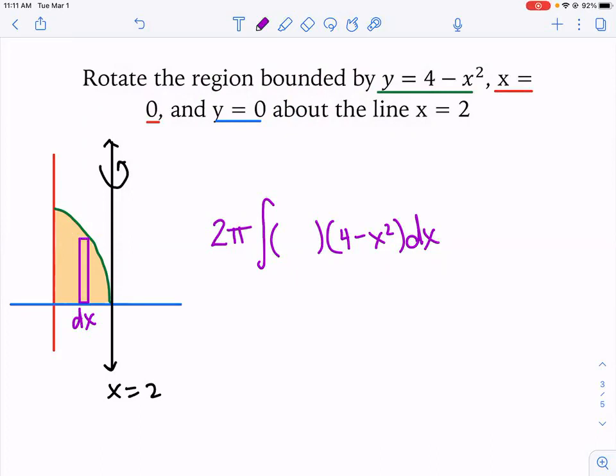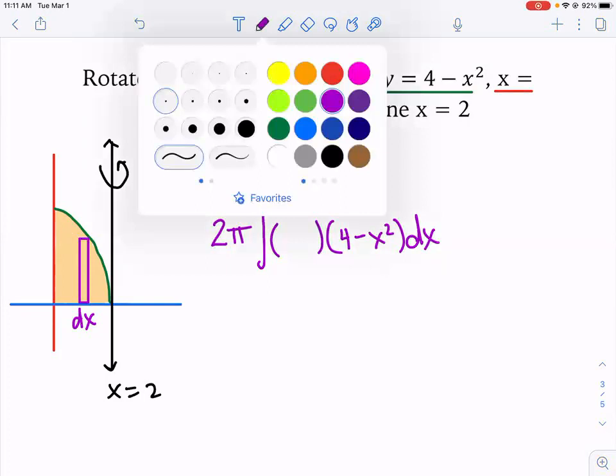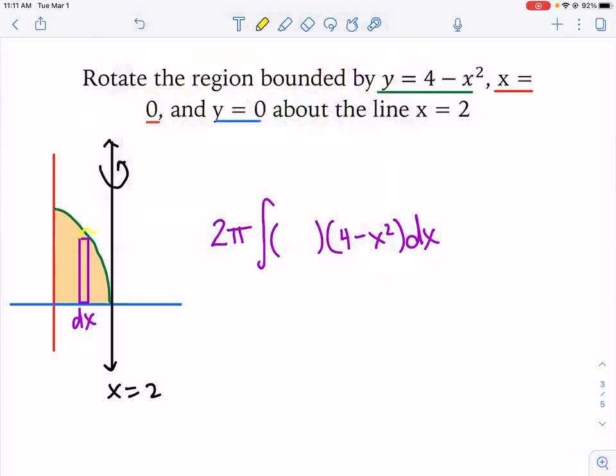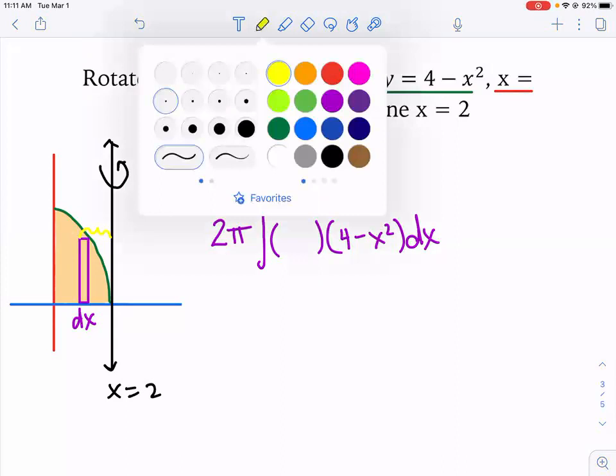Now, let's talk about how far away our rectangle is from the axis of rotation. How far away is this distance right here? 2 minus x.